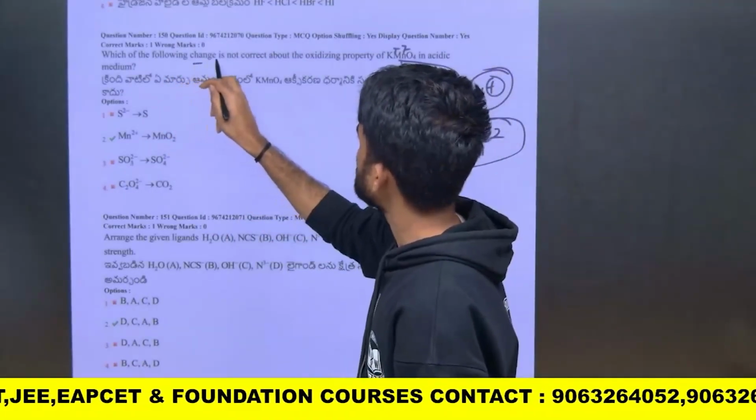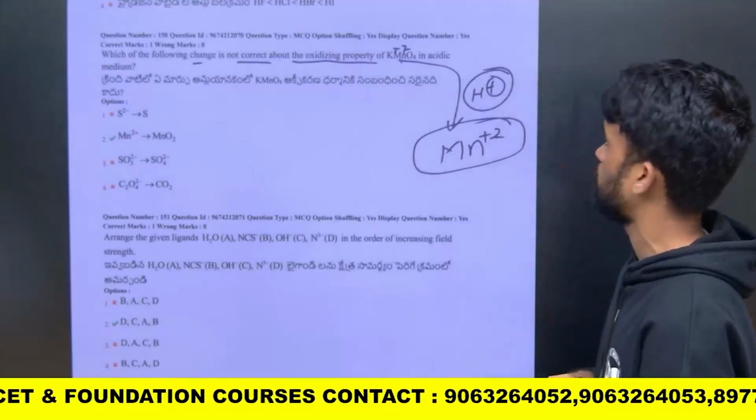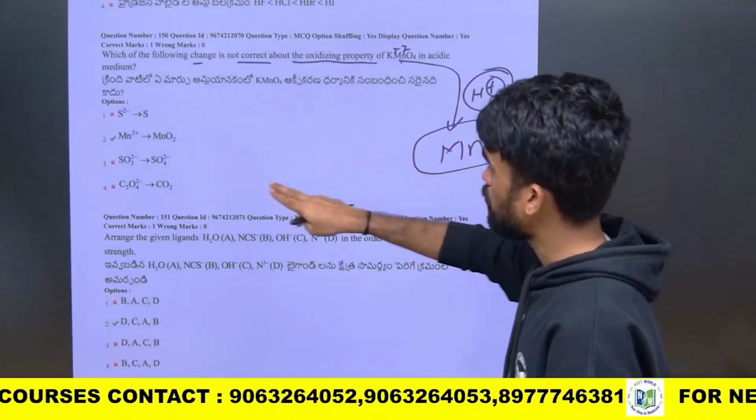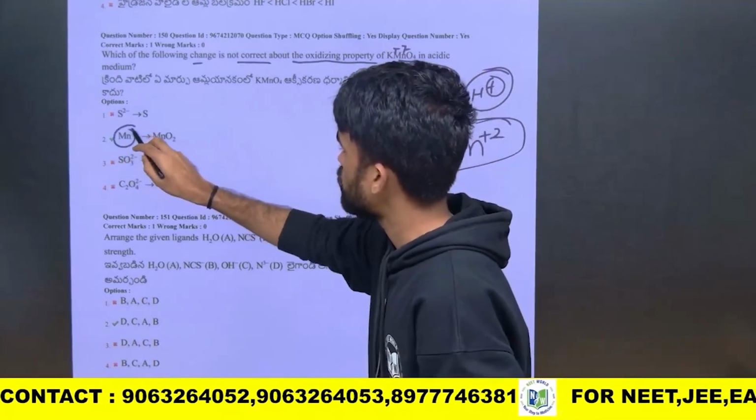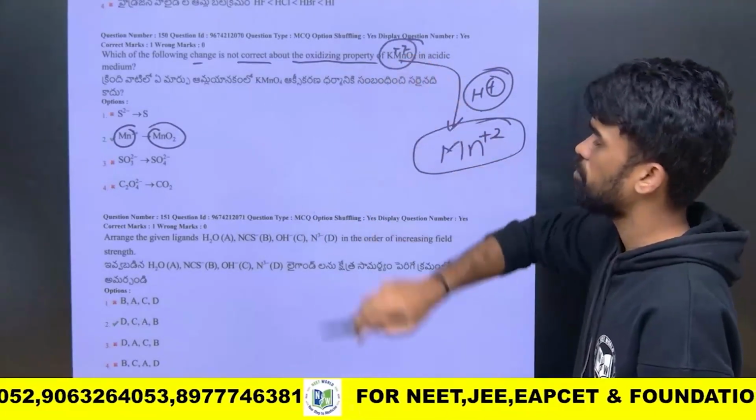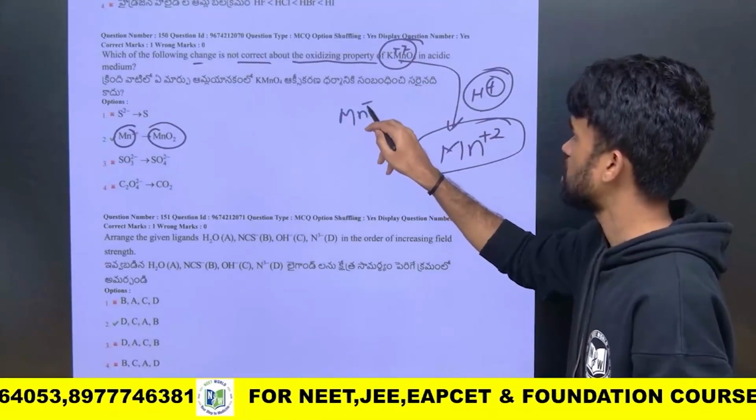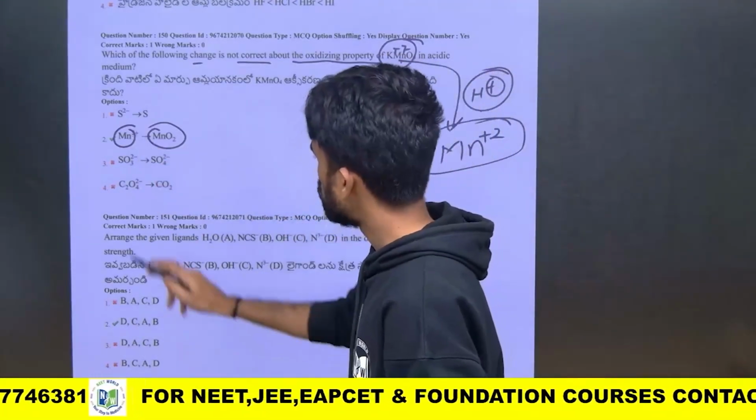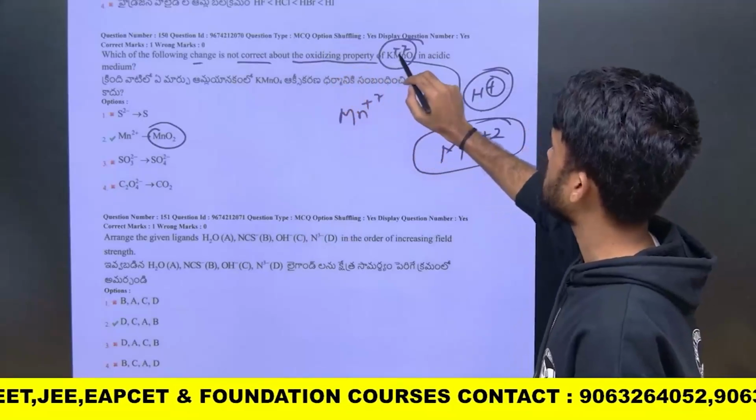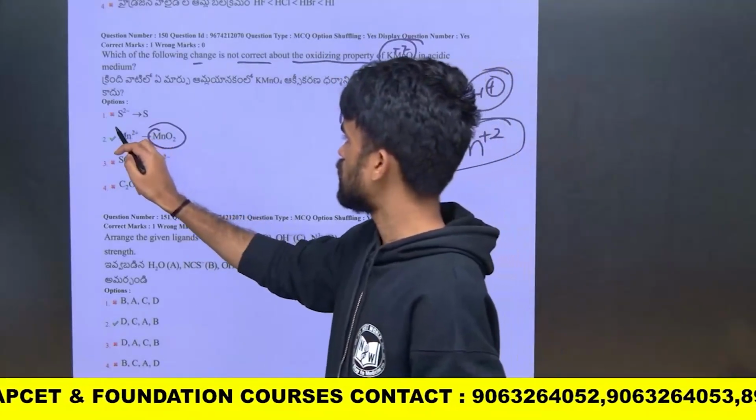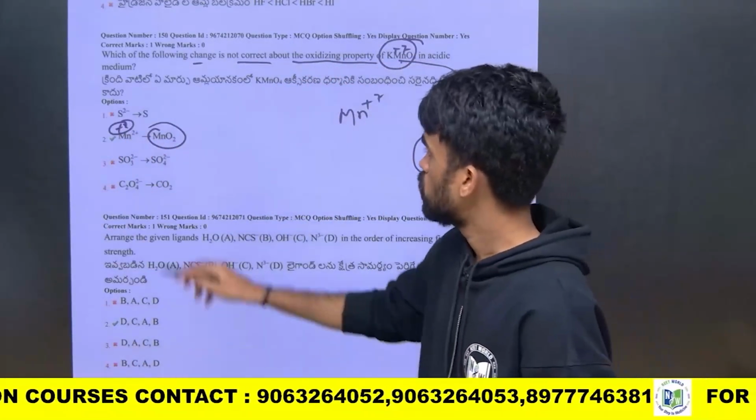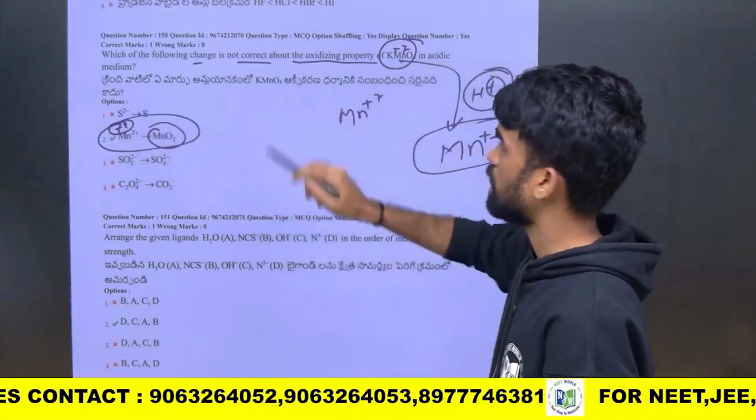Which of the following changes is not correct about the oxidizing property of KMnO4? See, this is the correct property of KMnO4, but here they mentioned Mn+2 is converting into MnO2. That is not possible, because manganese in KMnO4 is already in the +7 oxidation state, but here they mention +2, which is not correct, right? So you can choose this, because they are asking for the not correct statement.